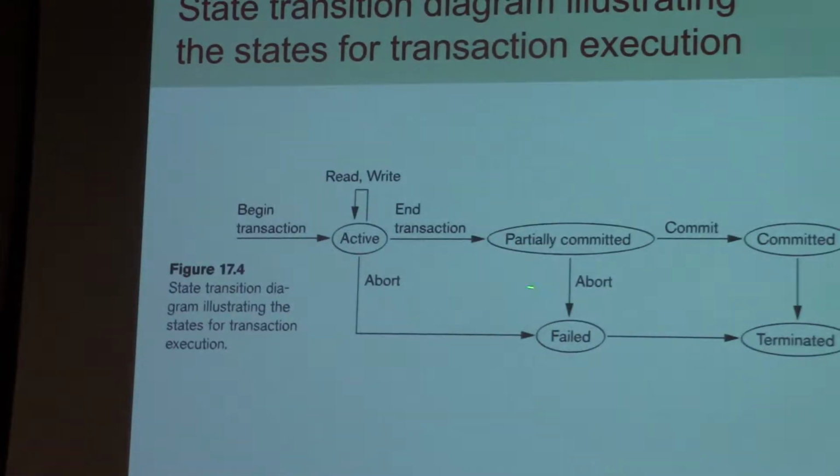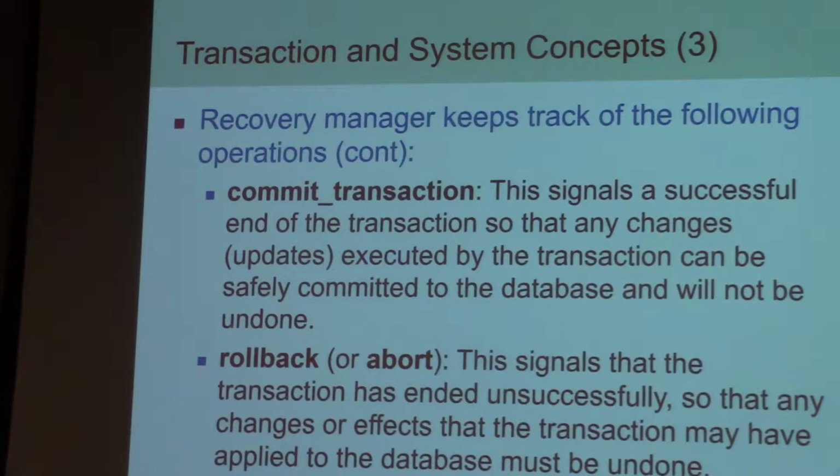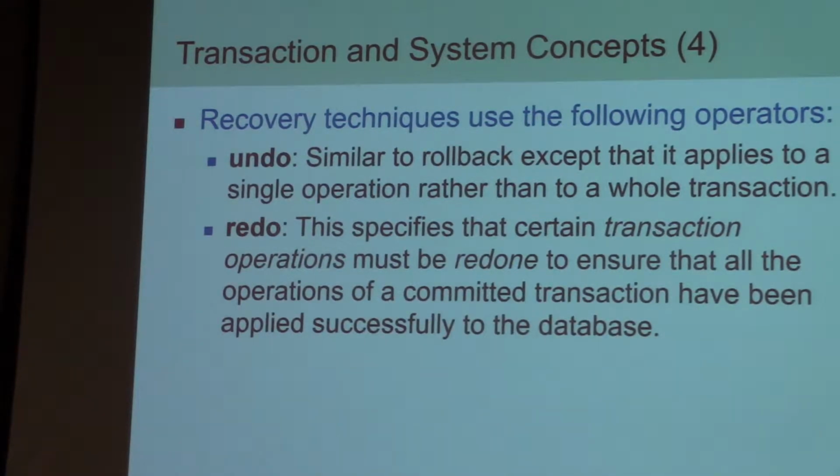This is already explained. The transaction always starts with begin and ends with either commit or rollback or abort. So: begin transaction, end transaction, commit and rollback or abort. We already discussed that. Then how to recover, how to restore the transaction? There are two operations: redo and undo.